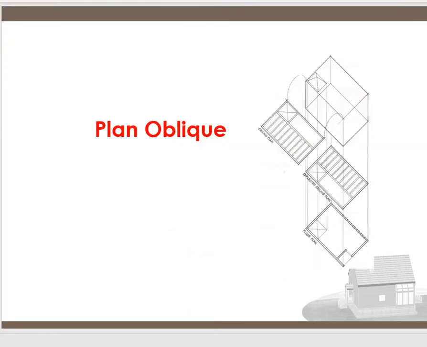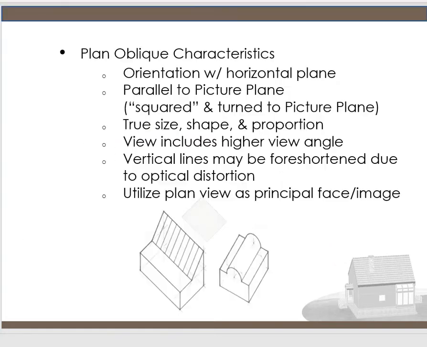So a plan oblique, because this is the word plan, basically uses the floor plan. Some of the characteristics: the orientation of it is on a horizontal plane, parallel to the picture plane, and then you turn the plane. So you actually tilt it. You take the floor plan that's normally horizontal and you flip it 45 degrees or 60 degrees and tilt it. It is true to size, it's true to form and function, and it's actually using the floor plan as your basis for the drawing.